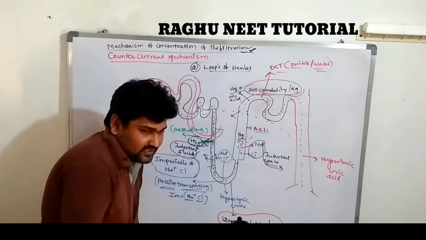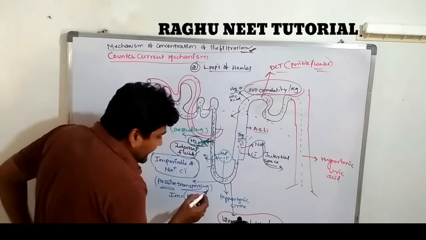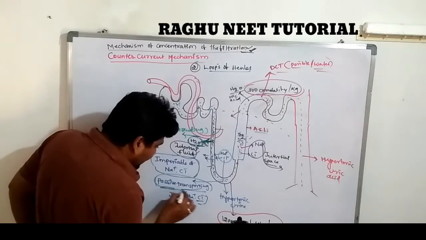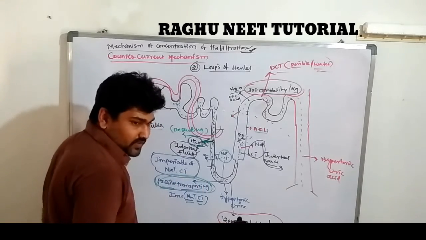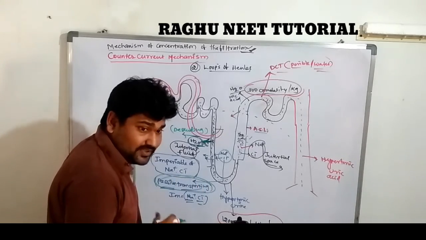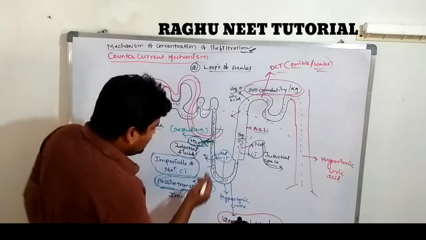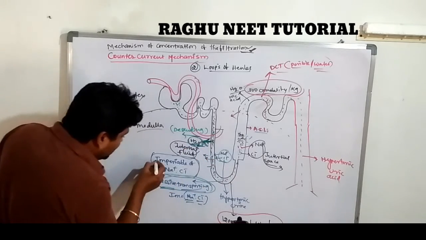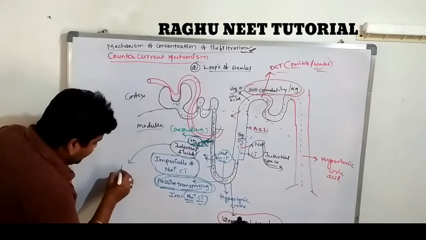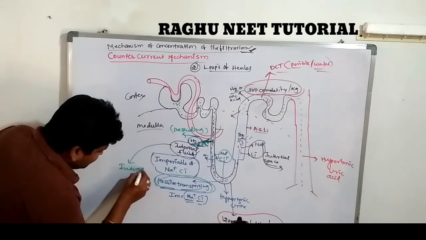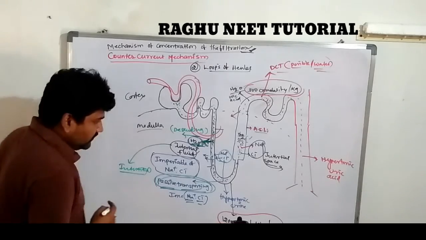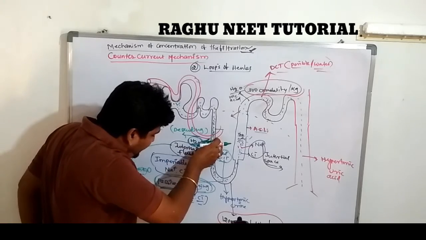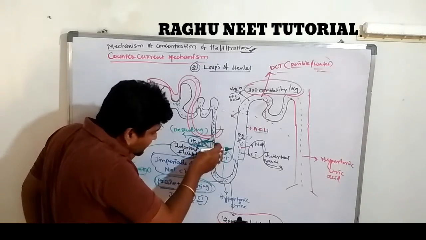In some cases it is permeable to sodium ions, through which process? A selective transporting process. Not active transport, only a selective process, without expenditure of energy. So these water molecules and sodium chloride ions both enter which fluid? Interstitial fluid. Are you clear?